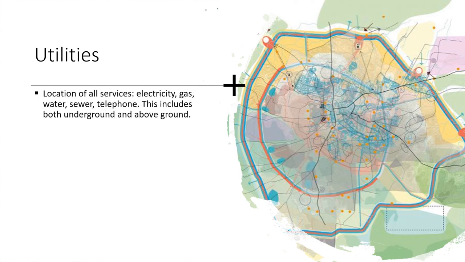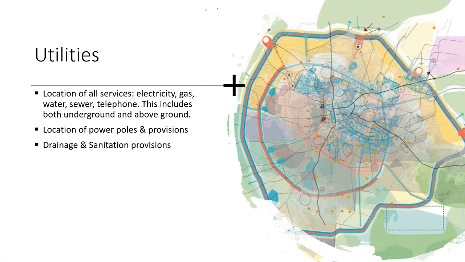So where are the locations of the services like electricity, gas, water, sewer, telephone? Are there connections near or available to your site? Location of the power poles and provisions. In some projects, you will see that there are no power lines because all of them are underground. So are you going to do your utilities underground or overhead? How about the drainage and sanitation provisions? Are you going to build your own sewer in your site, or are you going to tap into the sewer of the city, or is it provided?